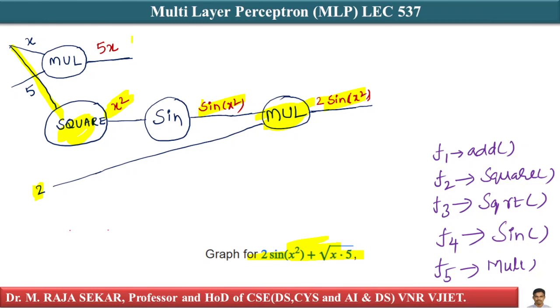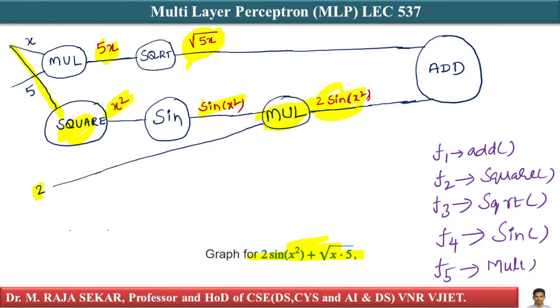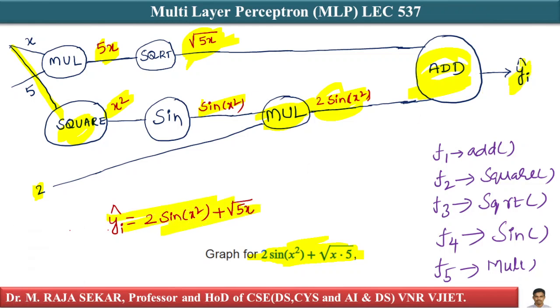I have 5x here. Now I pass this through the square root function. What will I get? I will get root 5x. Now I take these both outputs and send them to an addition function, isn't it? Now what do I get? Here finally I will get my y cap. Y cap is equal to 2 sin x square plus root 5x. This is my y cap, isn't it?